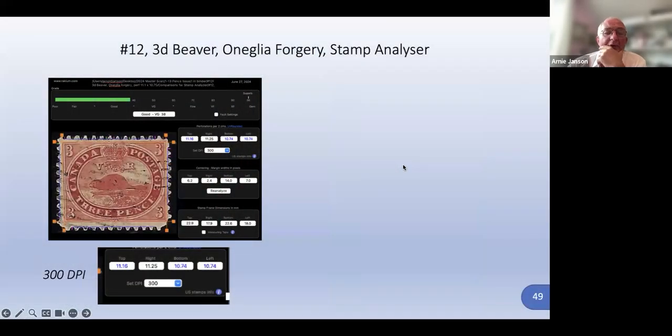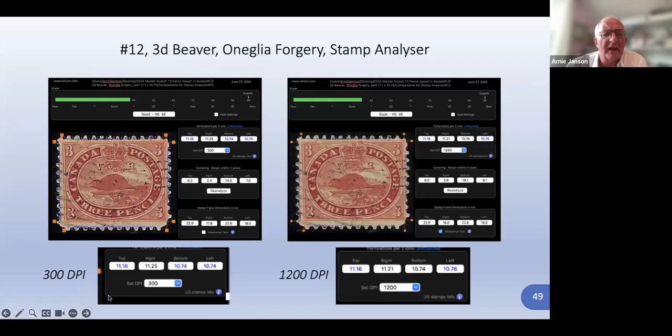But I was also keen to use the stamp analyzer, which measures both perforations and dimensions. I did a test at 300 DPI and at 1200 DPI, and the perforations were basically 11.16 and 11.16, good. 11.25, 11.21, so it's a little bit off on the right side. 10.74, 10.74 on the bottom, and 10.74, 10.76 on the left side. So the higher resolution can give you slightly different numbers, but for all intents and purposes, I consider those to be the same numbers.